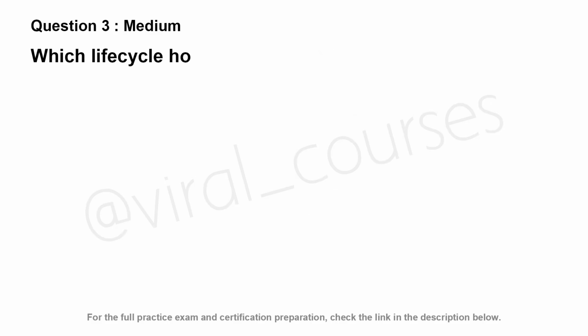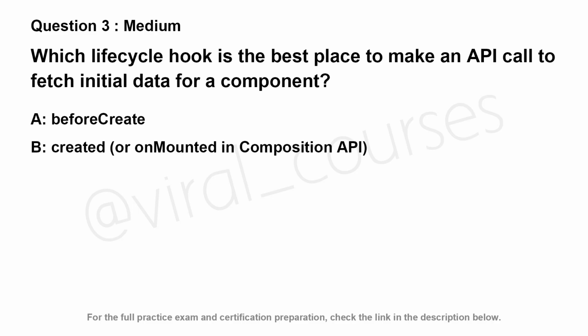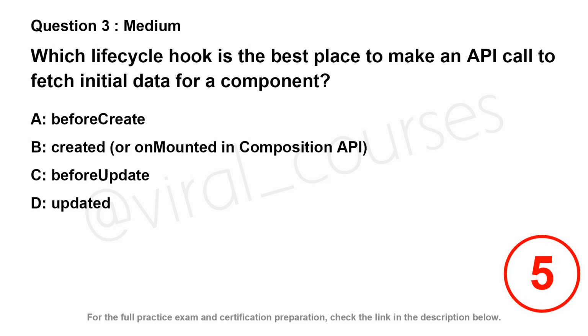Which lifecycle hook is the best place to make an API call to fetch initial data for a component? Option A. beforeCreate. Option B. created, or onMounted in composition API. Option C. beforeUpdate. Option D. updated.